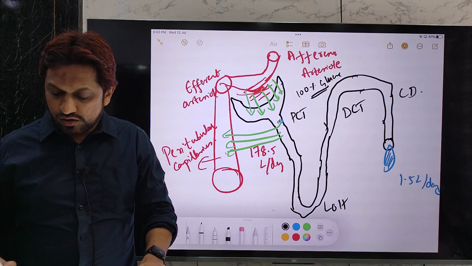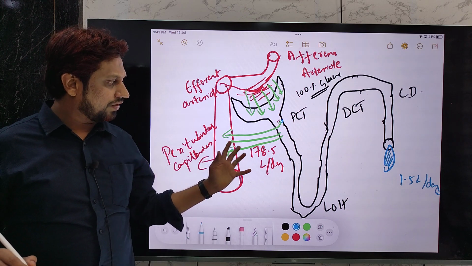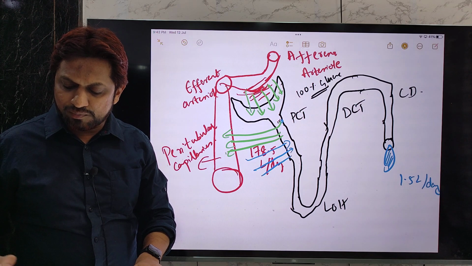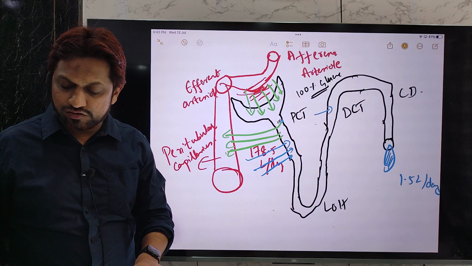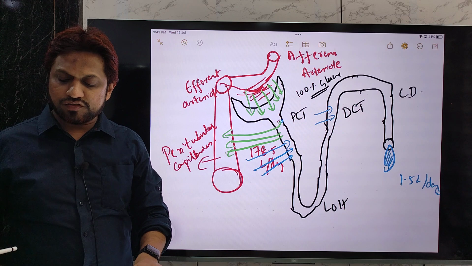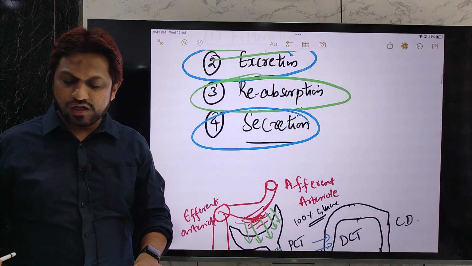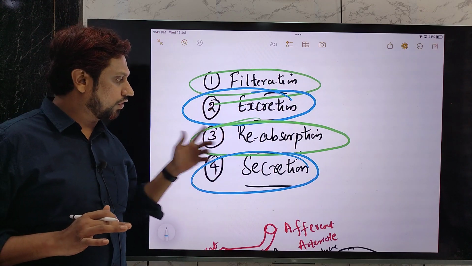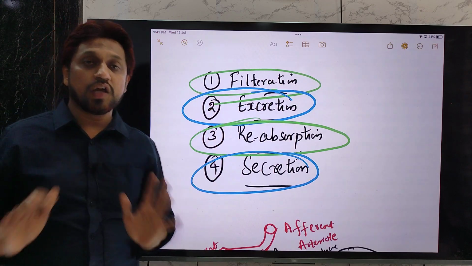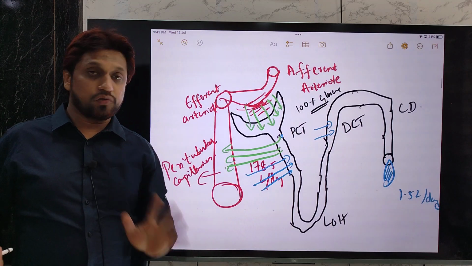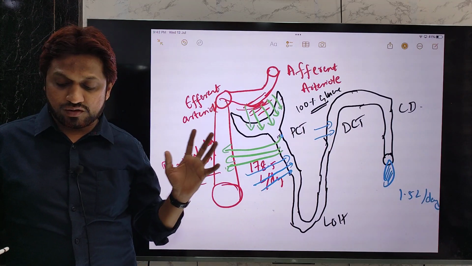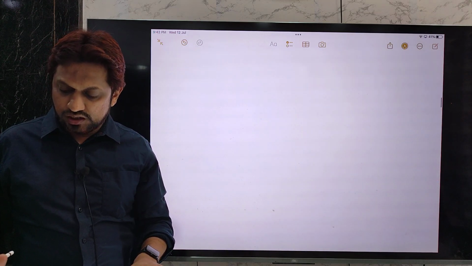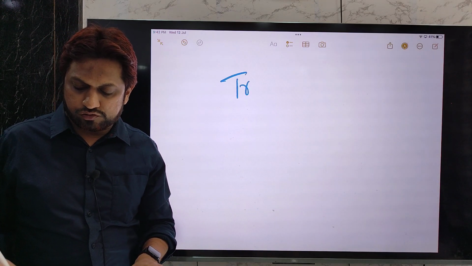Then there is one more term known as secretion. A few substances, either from the interstitial fluid or directly from the blood, enter back into the proximal convoluted tubule or the distal convoluted tubule. This process is known as secretion. I hope these four basic concepts are clear: what is filtration, what is excretion, what is reabsorption, and what is secretion, with respect to the nephrons and formation of urine. Now, having these concepts in mind, let us discuss the transport of glucose.